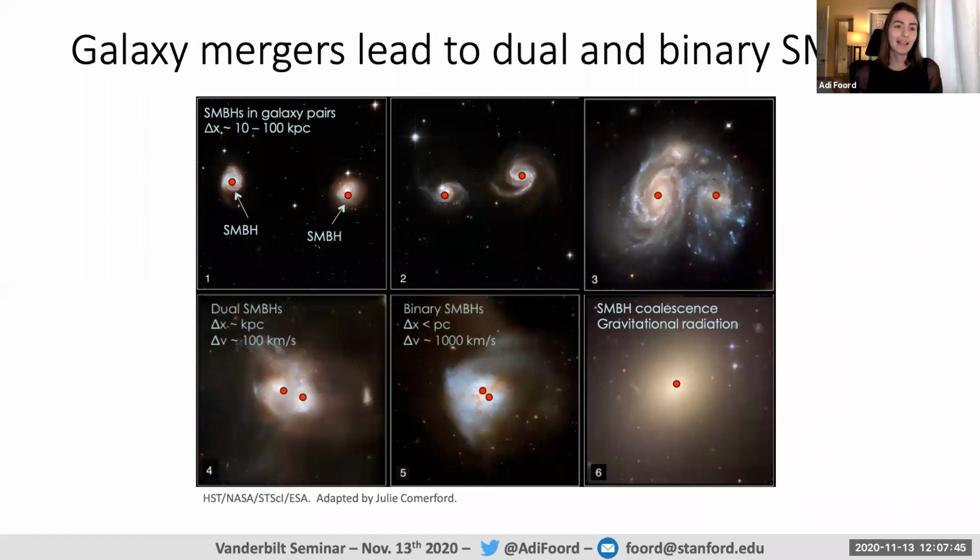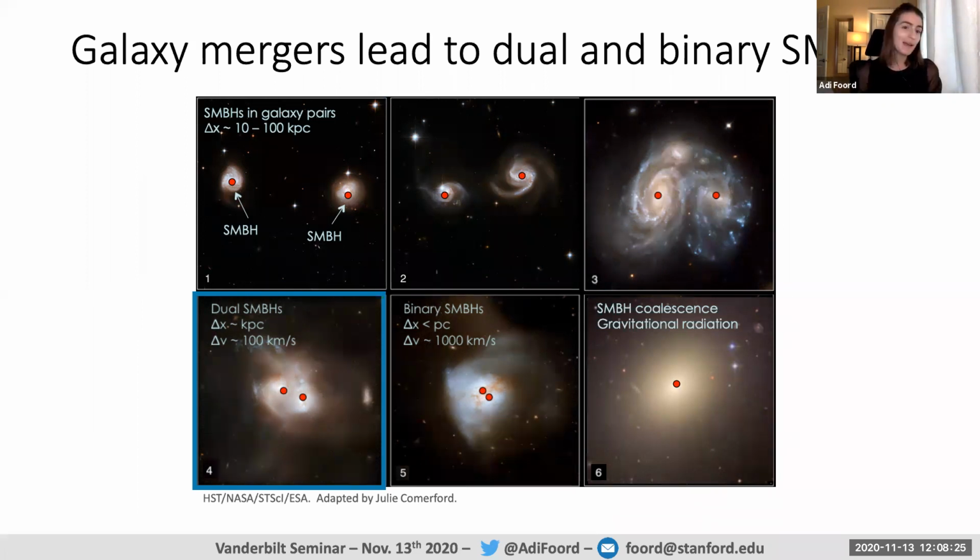So we believe that galaxy mergers lead to dual and binary supermassive black holes. In this scenario, you have two massive galaxies, each with their own central supermassive black hole, and they are in the process of merging. Over time, you may expect dynamical friction to drag the two supermassive black holes toward one another. During the phase of the merger where you have two supermassive black holes, they are kiloparsec scales apart. They're not yet gravitationally bound, and dynamical friction is the main mechanism of energy loss. You can classify the system as a dual supermassive black hole system.